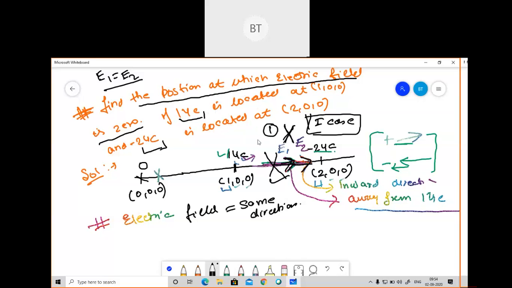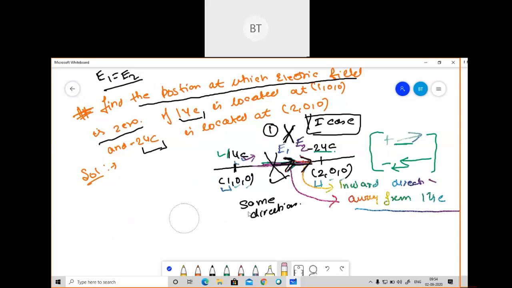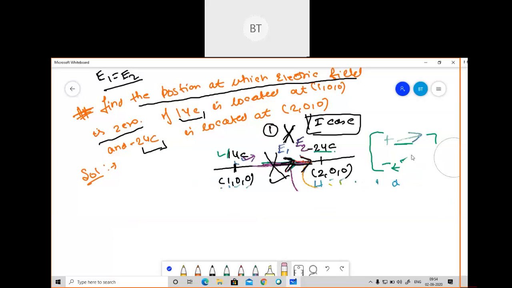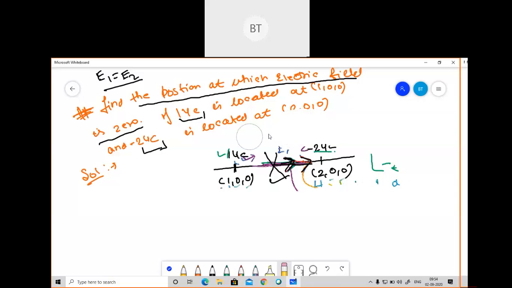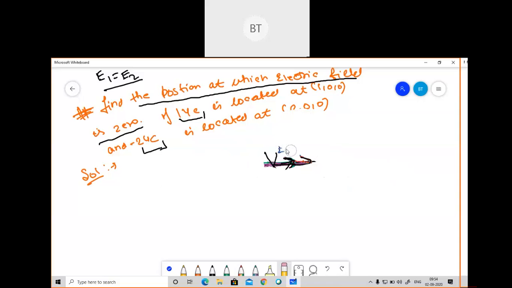Now I will consider the second case. So see how I am considering the second case. Let me remove it. For the second case, this is the way of finding the position, and once you find the position, the question will be simple. So first, let me draw the other figure. This is for the second case.